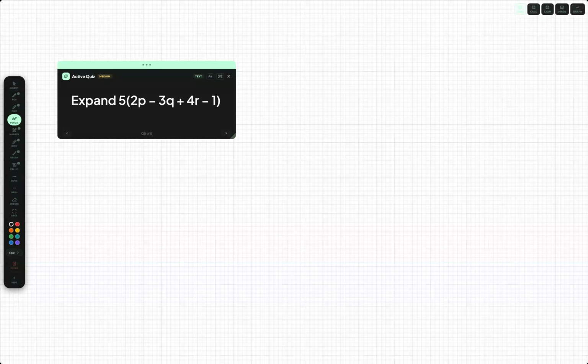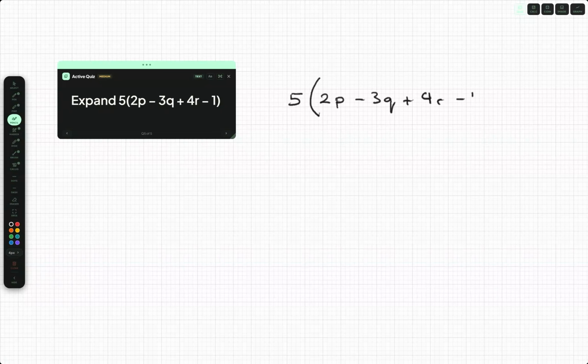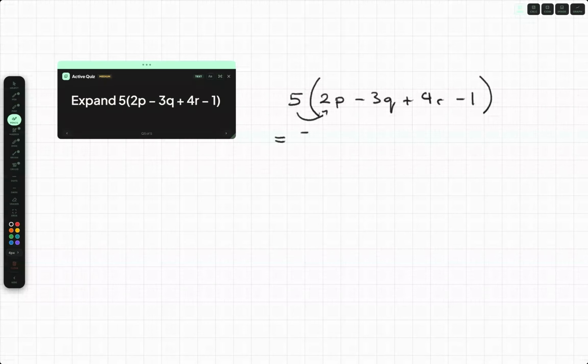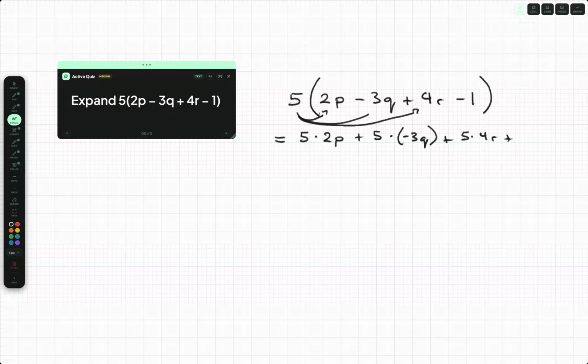Alright, here's our last one. So in this one we have 4 terms. It is exactly the same idea. We're going to expand 5 times everything in brackets. Right, so let's get started. First, 5 times 2p. Then, plus 5 times minus 3q, plus 5 times 4r, plus 5 times negative 1.